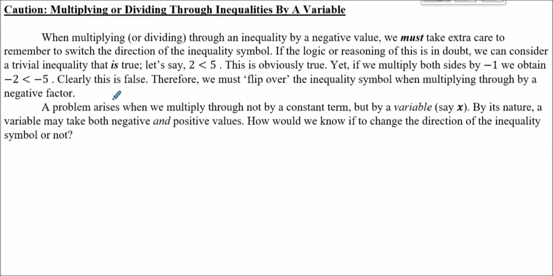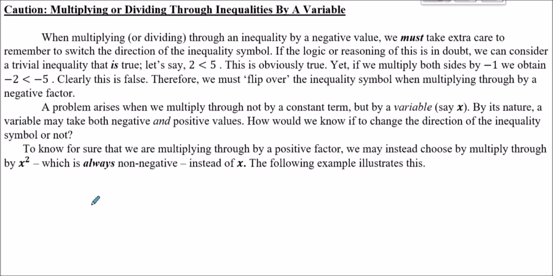The problem is though, when you multiply through not by a constant term but by a variable, usually it's x, then by its nature a variable may take both negative and positive values. So how are you to know if you're multiplying through by something positive, stuff you don't need to worry about, or if it's negative, something where you'd have to switch the inequality symbol? Do you switch it or do you not? You can get around this by not multiplying through by just x, just y or z, whatever, but multiply through by something you know strictly is non-negative. So you might choose to multiply through by x squared, because something squared is always non-negative. And so the following example just illustrates how we can use this technique to help us.